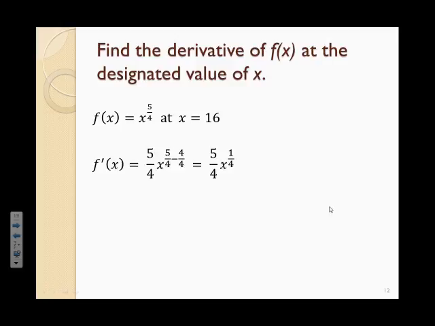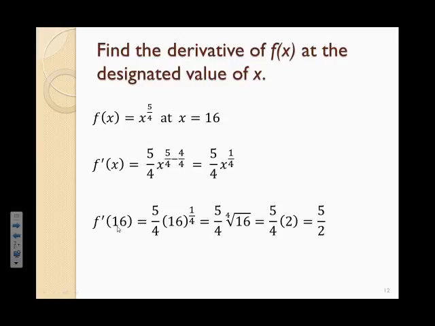So the derivative will be, again, we take the exponent here, or r, 5/4 times x to the 5/4 minus 1, in this case 4/4. So when we're doing this, this becomes 5/4 times x to the 1/4. Now again, we do an f prime at 16. So that's going to be 5/4 times 16 to the 1/4 power.